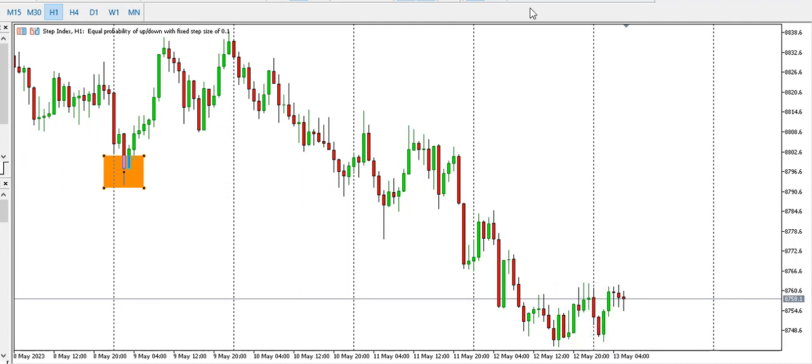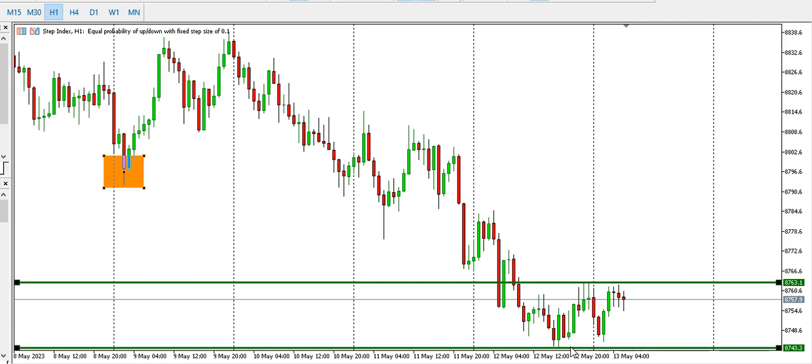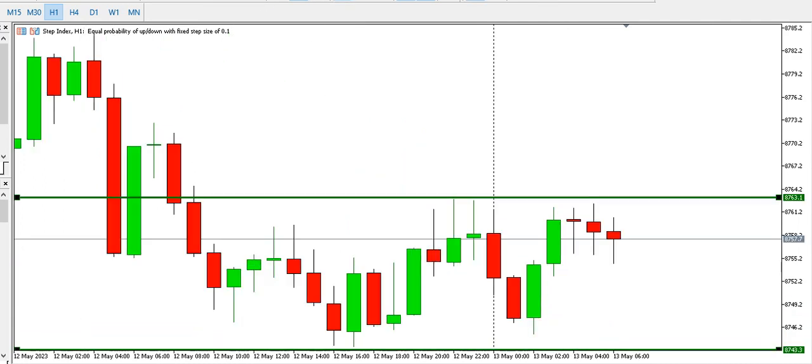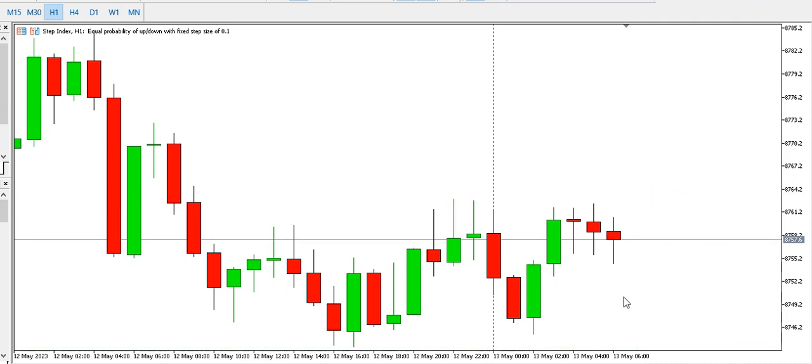But this is a range. On the 1 hour time frame, we have a range, where the buyers and the sellers are happy with one another until we have a range breakout. The range breakout might happen here or might just come here and descend. Okay, so that's that on the 1 hour time frame.